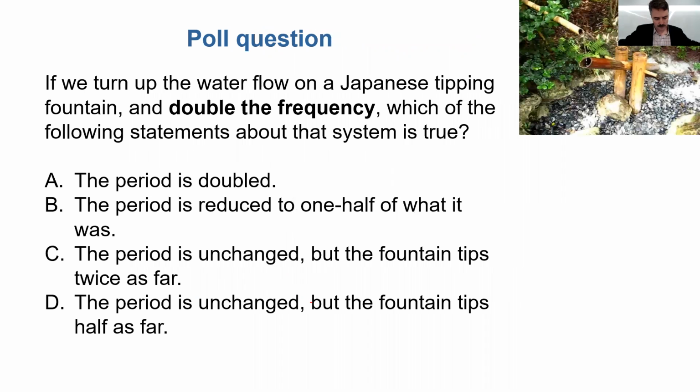And a couple of polls. If we turned up the water flow of that fountain and we doubled the frequency, how would it change the period? Is it A, the period is also doubled? B, the period is reduced to half of what it was? C, the period is unchanged, but the fountain tips twice as far? Or D, the period is unchanged, but the fountain tips half as far?